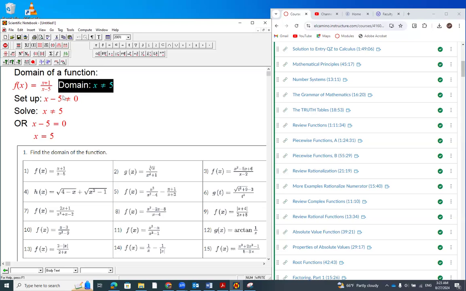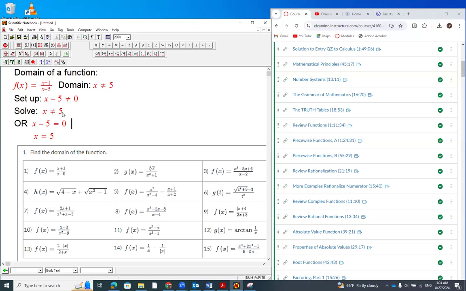But your domain is still the same, because the difference is only in setting up. If you set up not equal to 0, then you get x is not equal to 5, that's your domain. If you set it up as equal to 0, then you know the denominator cannot be 0, so the opposite of equal to 5 is not equal to 5. There's a logically opposite way of setting this up. I hope you understand. Either way you set up, you need to be very clear about what you're doing logically.